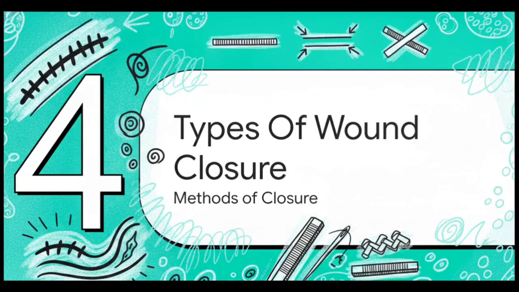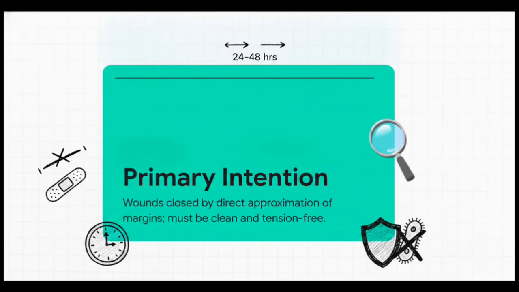Which brings us to Section 4, Types of Wound Closure: Primary, Secondary, and Tertiary Intention. Let's look at the clinician's actual arsenal for resolving these defects. Primary intention is pretty much exactly what it sounds like. We're talking about wounds closed by direct approximation of their margins. But for this to be optimal, a few things have to line up.